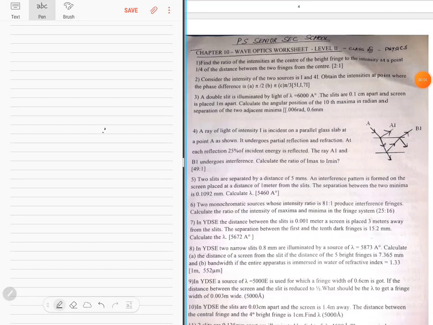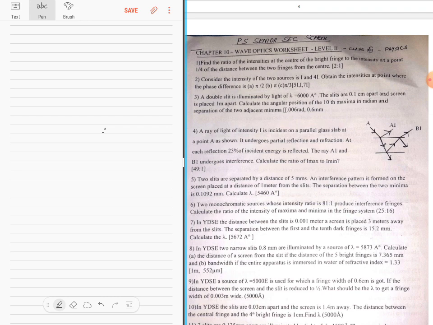Find the ratio of the intensities at the center of the bright fringe to the intensity at a point one fourth the distance between the two fringes from the center. One fourth the distance between the two fringes. Actually, one fourth the distance between two successive bright fringes. That is the actual question. So you must change that question.